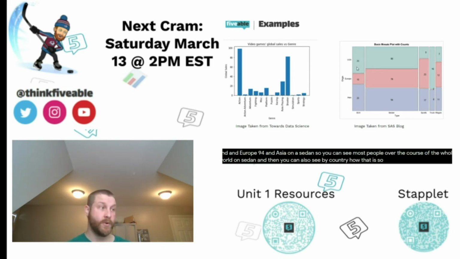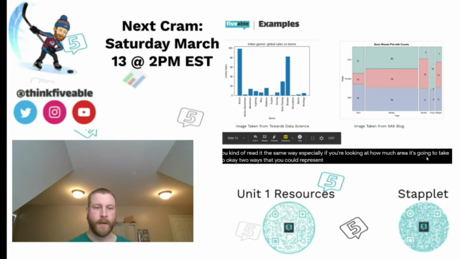So in the US, the percentage of people who owned a SUV is significantly higher than Europe, whereas a station wagon or a sports car is much higher in Europe. So you can see it's basically a two-way table graphically, but you kind of read it the same way, especially if it gives you the counts. If it doesn't give you the counts, you're looking at how much area it's going to take up. Okay. So those are two ways that you could represent a categorical data there.